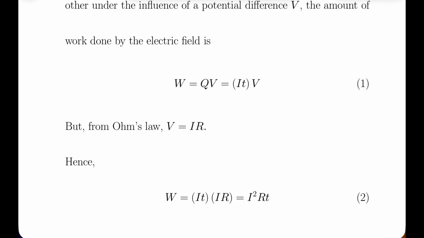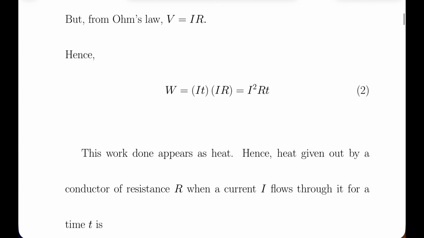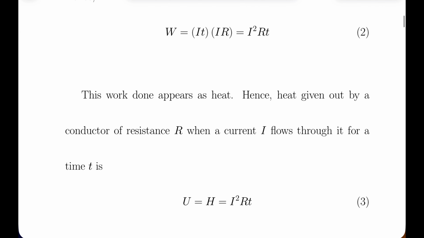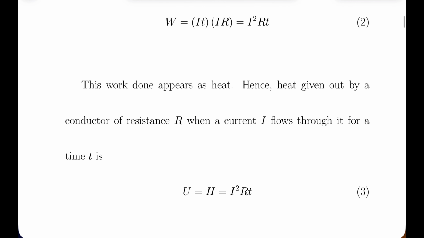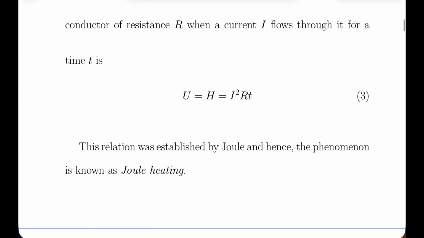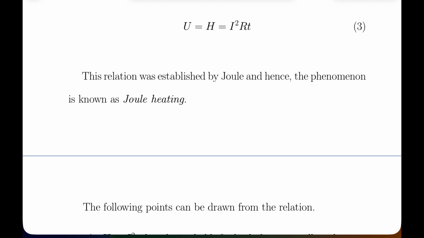But from Ohm's law, we have V equal to IR. So equation 1 can be written as W equal to It into IR. So this is I square Rt. This work done appears as heat. Hence, heat given out by a conductor of resistance R when a current I flows through it for a time t is given by U equal to H equal to I square Rt. Here, U is the energy released, H is the heat produced.